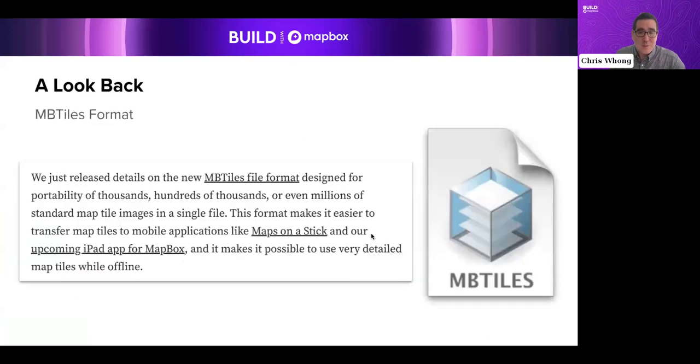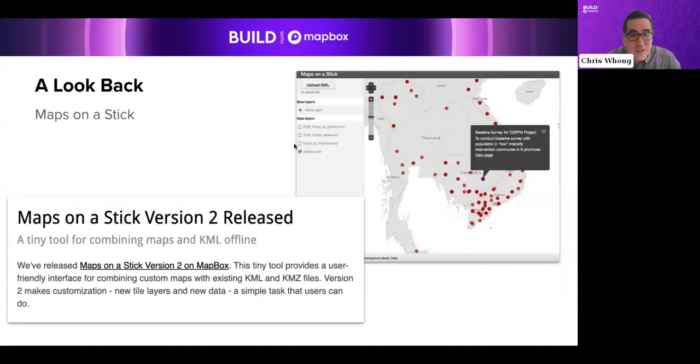A few selected technologies. First, the MB tiles format. This was a way for us to store full tile sets in a single file and make them portable. This helped innovate with Maps on a Stick and moving tile sets around. Some of our engineers can tell you more about this because it's before my time, but the idea is that we can make portable maps that fit on a thumb drive and move them around quickly.